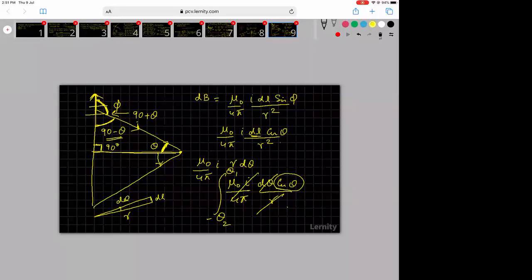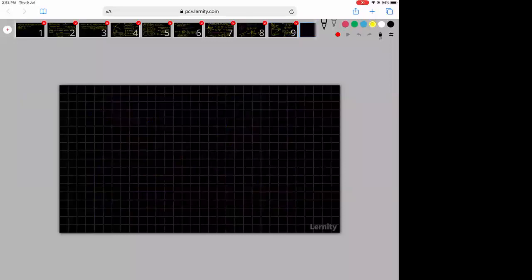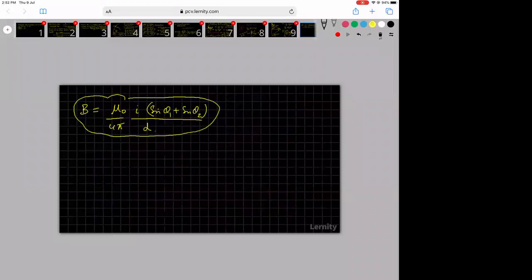I've just done this simply. It is not 100% correct. There are some small errors in it, but I have done it simply because we will never need this. We will only need the final conclusion. The final conclusion is B is equal to mu naught by 4 pi I, sine theta 1 plus sine theta 2, by D. This is the only thing you will need. The derivation is not required, so some errors in the derivation are okay. If anybody can catch the error, I will be happy.